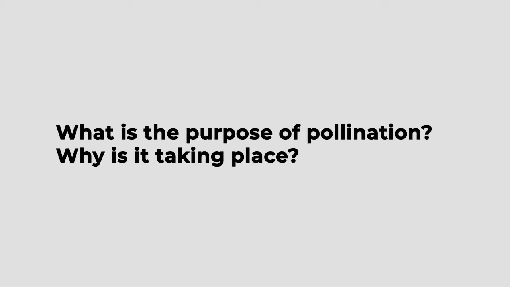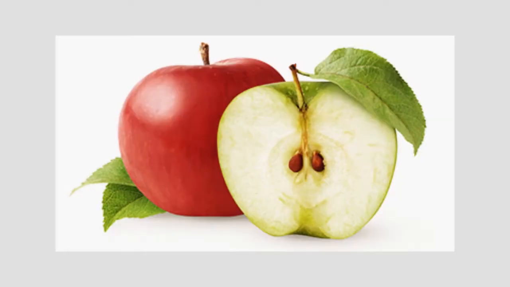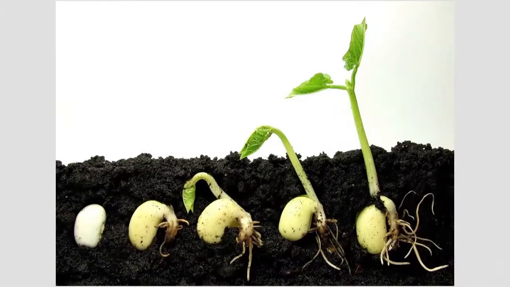Okay, what's the purpose of pollination? Why is it taking place? To fertilize the egg that is produced in the ovule. Why is the egg to be fertilized? To produce fruits. Why do the plants produce the fruits? For us to eat. What's the use of the seed that is produced inside the fruit? To produce the plant again. So the fruit is for us, and the seed is for the plant to exist as a species by producing its offspring.